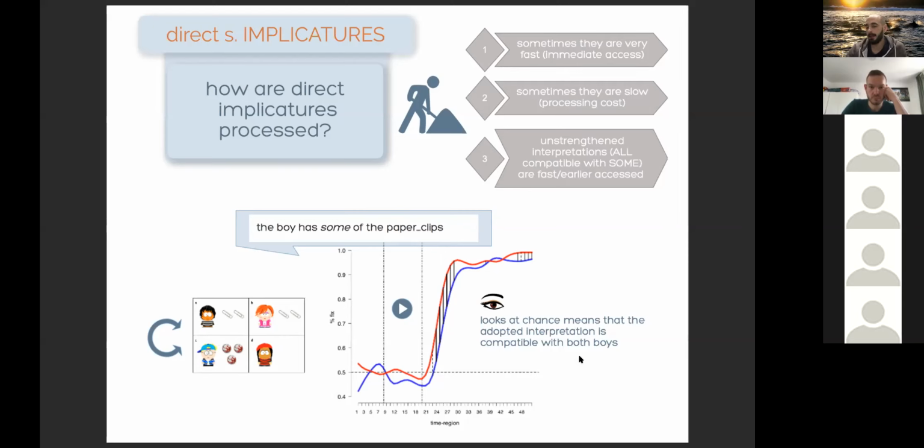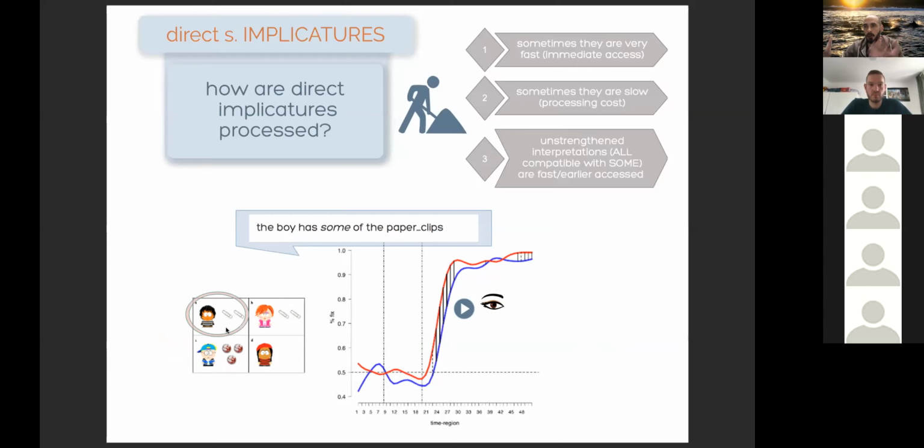What we found is that people with "some" had looks at chance between these two boys until they heard "clips." This was the onset of "clips." So they were not able to use the scalar implicature to restrict the target identification to this boy. They were not able to derive the scalar implicature in time. We ran the same experiment with numerals, and with numerals they were able to look at the boy with exactly two paper clips as soon as they heard "two."